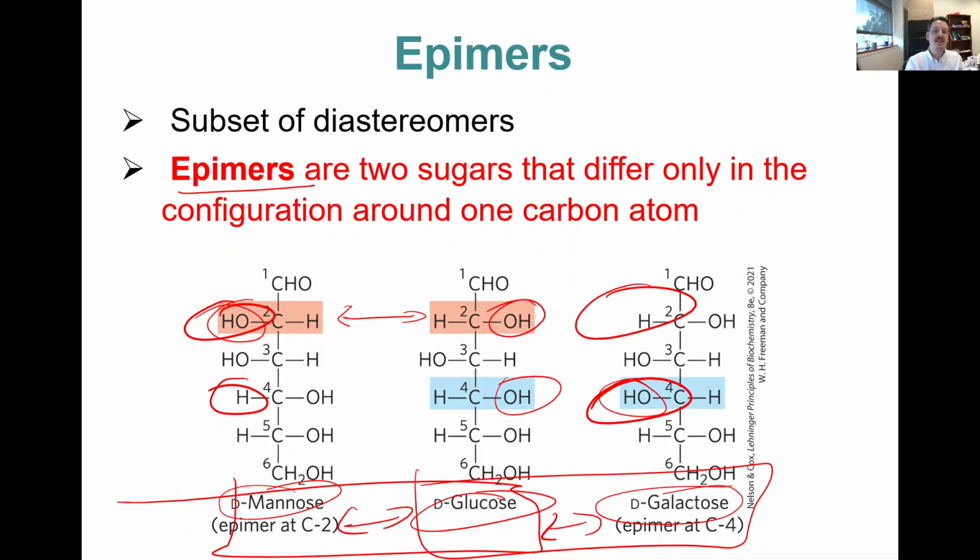And epimers will lead in a little bit into the anomers later on when we talk about cyclization. We don't see it with the straight chain form, and you'll see why in a minute.